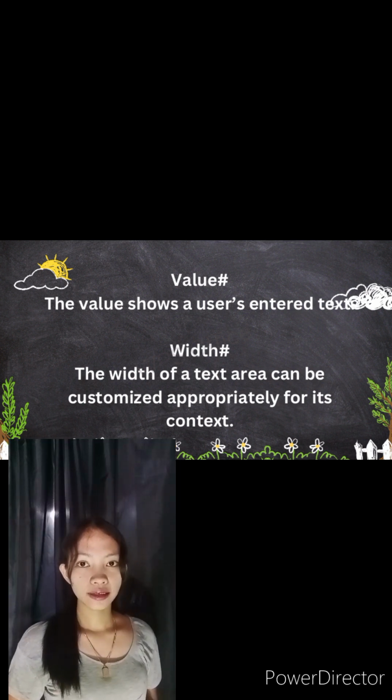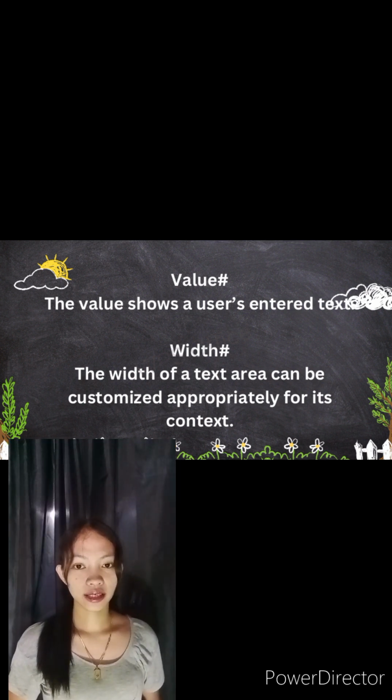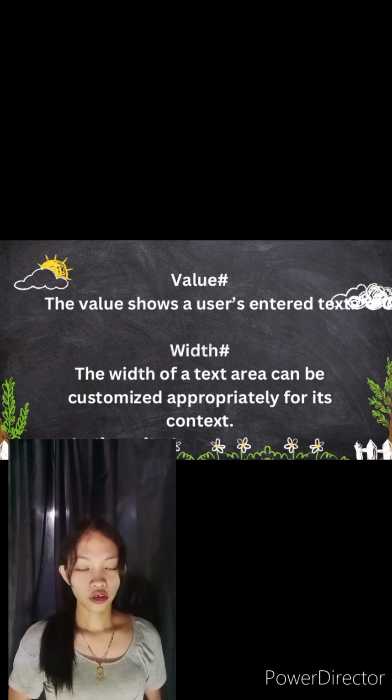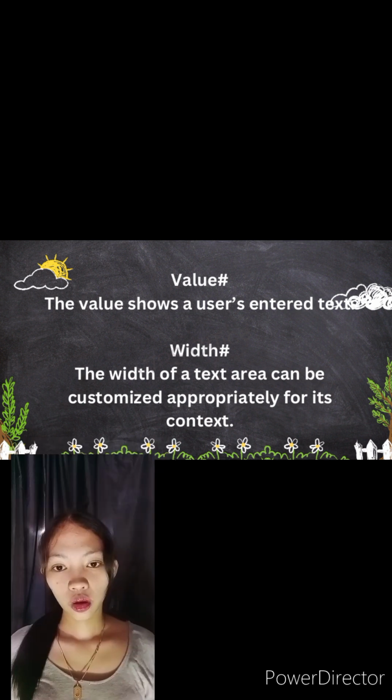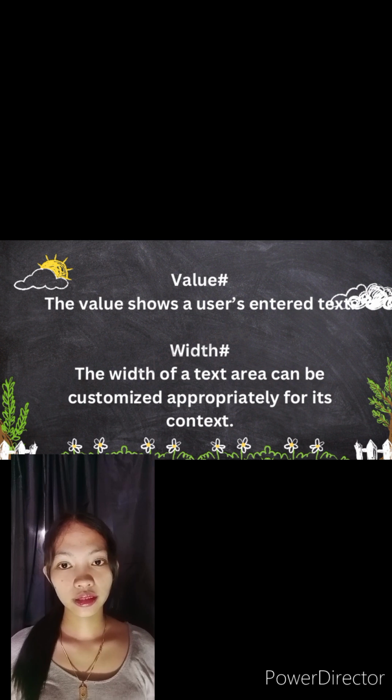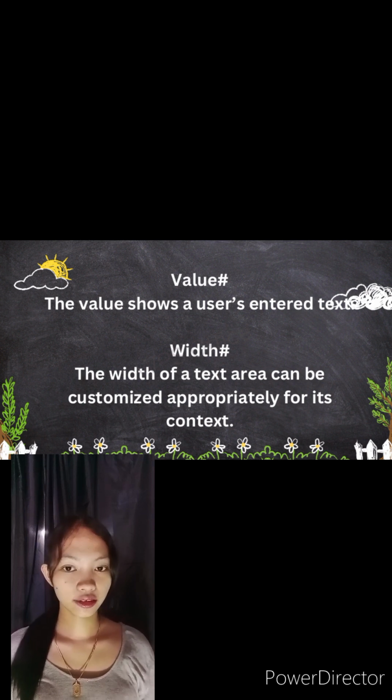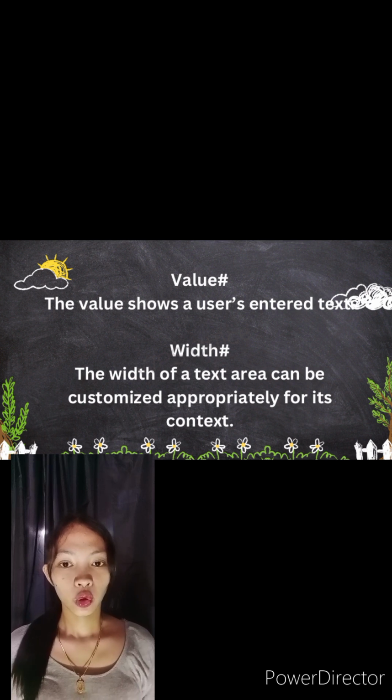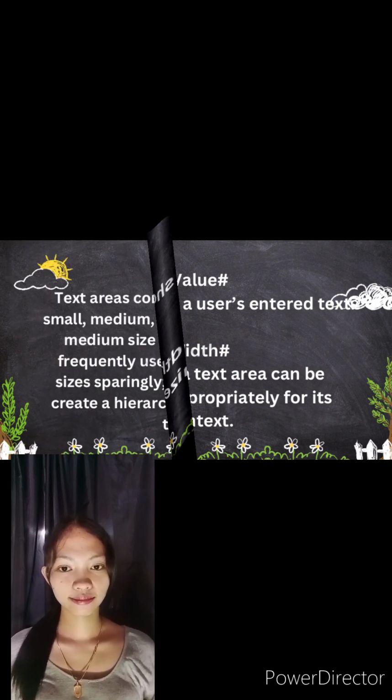Width. The width of a text area can be customized appropriately for its context. So, when we say width, it is a measurement or extent of something from side to side. So, in the text box, width is the measurement of the text that you will write in your text boxes.